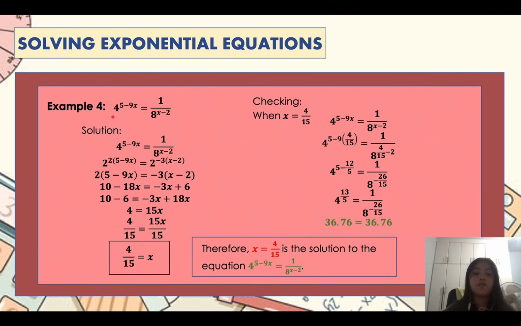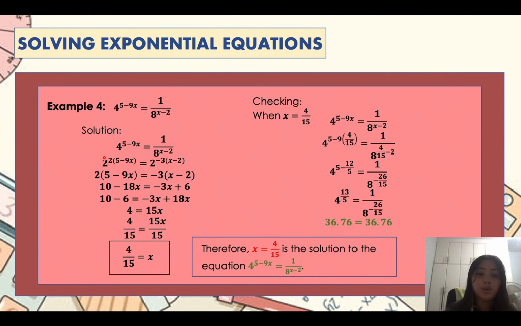Example number 4. 4 raised to the power of 5 minus 9x equals 1 over 8 raised to the power of x minus 2. Now, to solve these, you have noticed that the bases are different, right? We then find a number in which both of the bases will be the same. So, upon analyzing it, we get a base of 2. Because 2 raised to the power of 2 will be equal to 4, and 2 raised to the power of negative 3 will be equal to 1 over 8.